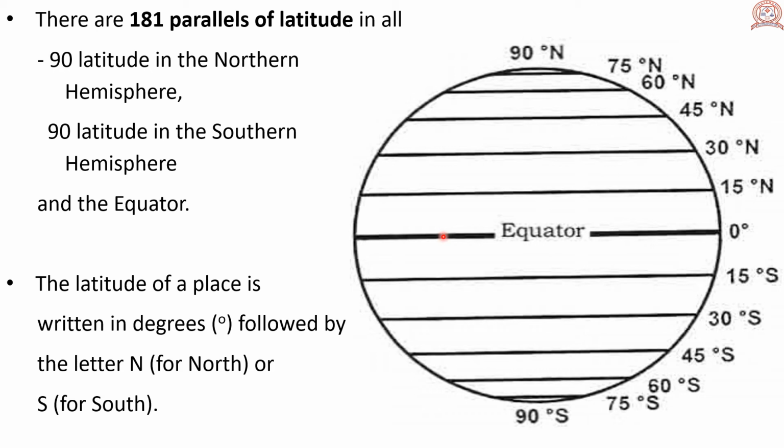The latitude of a place is written in degrees, followed by the letter N for north or S for south. That is, 15 degree N means 15 degree latitude north. 15 degree S means 15 degree latitude south, and so on.